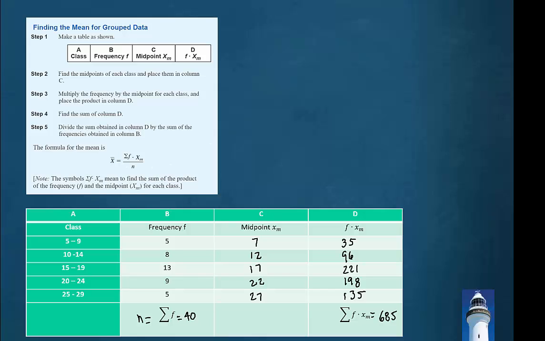So our estimate of the mean we will find by using this formula, x bar equals the sum of the products of the frequencies and the midpoints divided by the size of the data set. So we would have 685 divided by 40, which would give us 17.125. Now we need to round this according to the rounding rule for the mean.